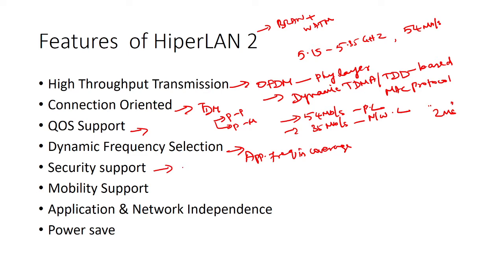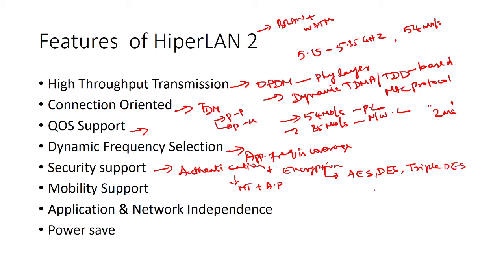Next is security support. Coming back to security, that is by means of authentication and encryption. Already we have seen the security side, authentication by means of mobile terminal and access point. With respect to mobile terminal and access point, we can achieve authentication, and encryption by means of standards called advanced encryption standard, data encryption standard. So we have AES, DES and triple DES, triple data encryption standard. Hence, to overcome the attack called man in the middle attack.